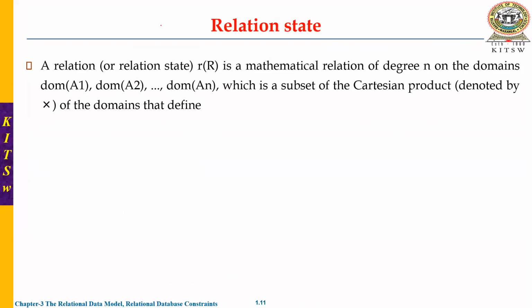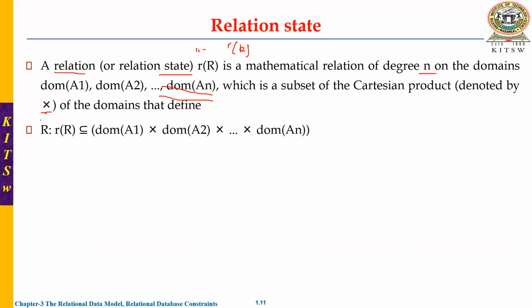Relation state. A relation state, small r of capital R, is a mathematical relation of degree n on the domains, domain of A1, domain of A2, domain of A3, and so on, domain of AN, which is a subset of the Cartesian product. It is denoted by this cross mark of the domain that defines like this.